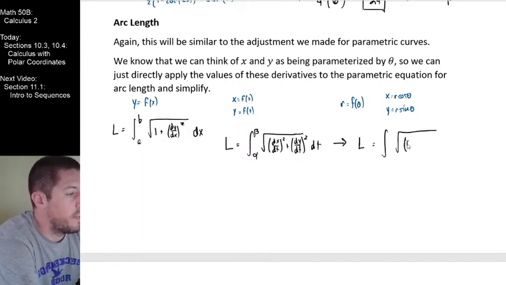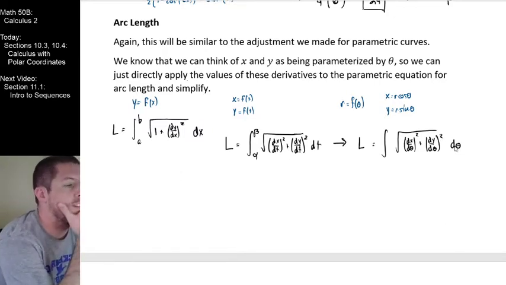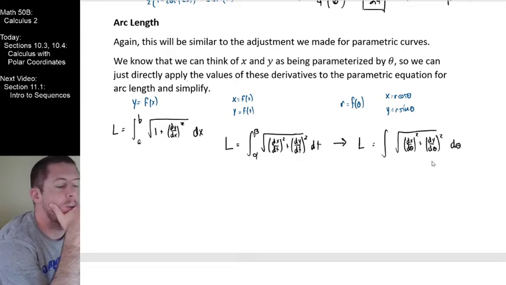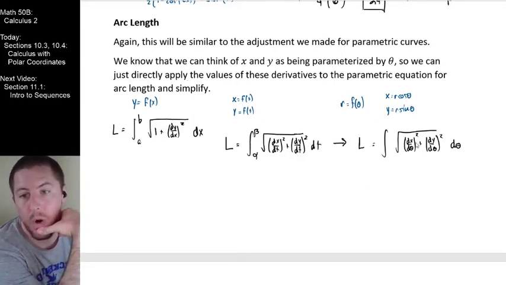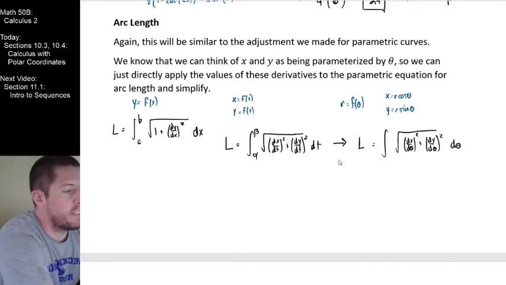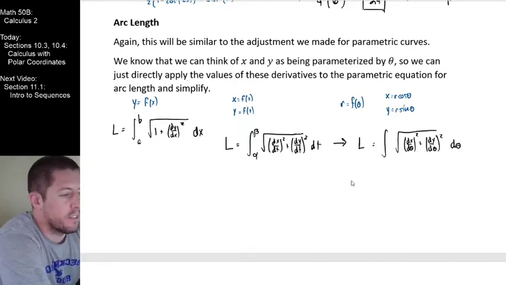the square root of dx d theta squared plus dy d theta squared, d theta. But what is not clear to me is what dx d theta and dy d theta are. And even more, if we square them and add them, what are we going to get right here? So let's simplify the radical term.